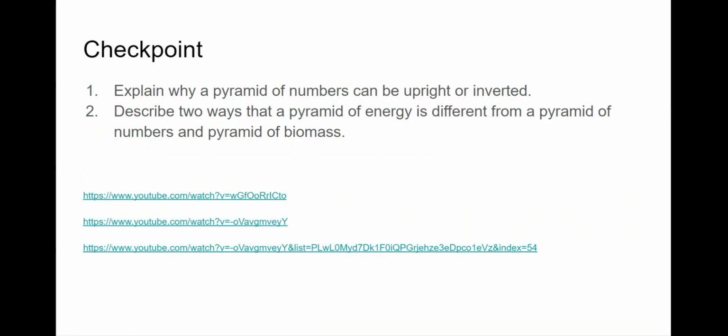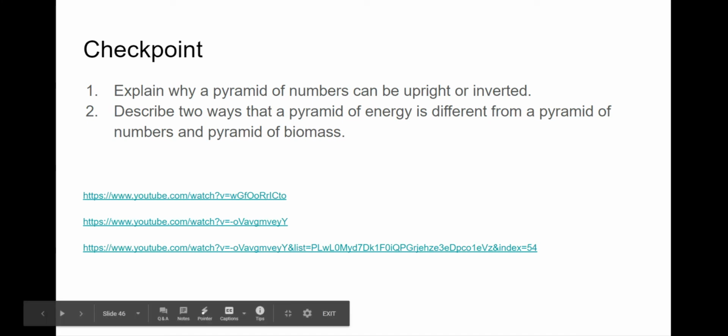Here's your next checkpoint. Explain why a pyramid of numbers can be upright or inverted, and describe 2 ways that a pyramid of energy is different from a pyramid of numbers and a pyramid of biomass. So just comparing them so that you can demonstrate your understanding there. Make sure that you're checking it and knowing what's going on with those. There are 3 videos here that go over these different types of pyramids. They are helpful if you're looking for some additional information on those.